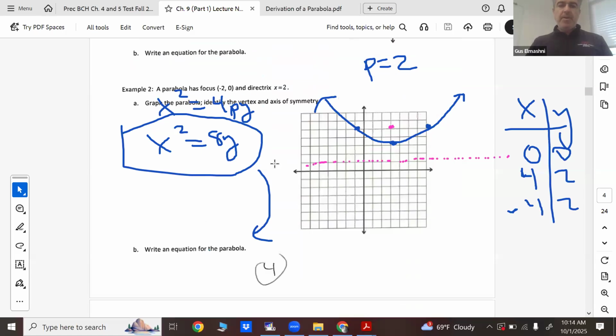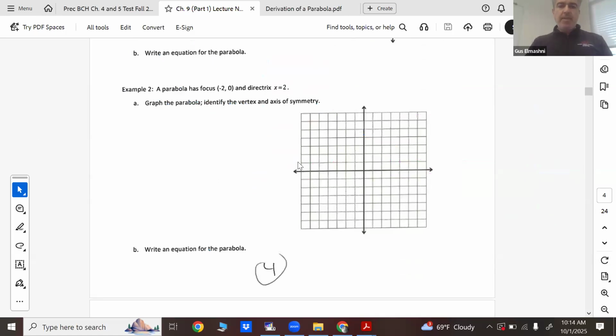Okay, let's keep going here. I'll do this with you because I know it's all very new stuff. -2 comma 0 is my focus. My directrix is x equals 2. Here's my vertex. And my p-value is still 2. But it's kind of weird, and I haven't explained this to you guys yet.